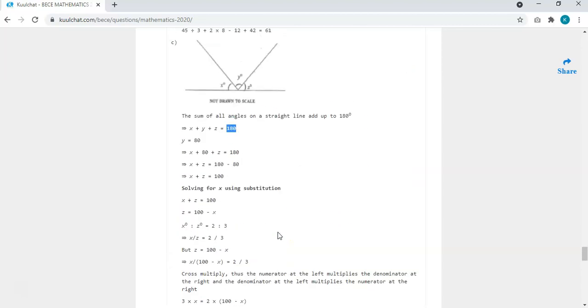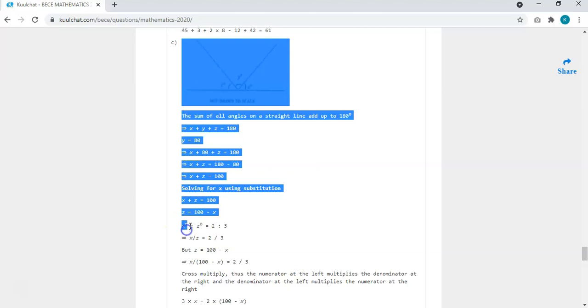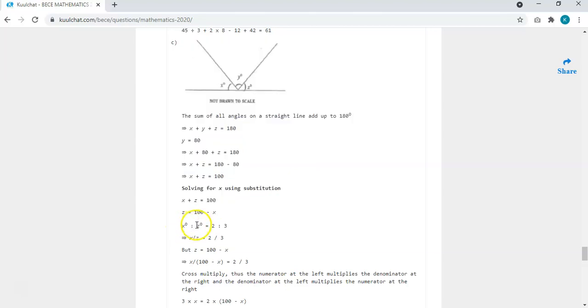Okay, now let's go back to the substitution. So for substitution, we know x plus z is equal to 100. So we make z the subject. So z is equal to 100 minus x. Now the concept of ratio is that the number of this one to the number of this one, when simplified, is what you get as the ratio. So now the number of x over the number of z is equal to their ratio expressed as a fraction. So you have x over z to give us the fraction of their ratios.